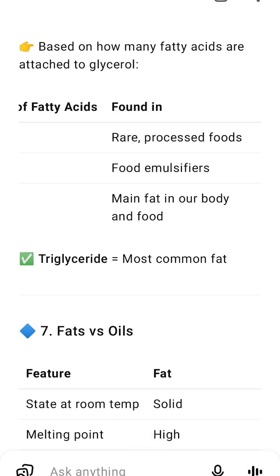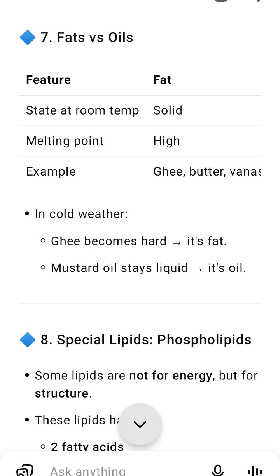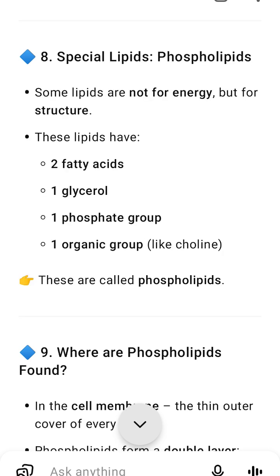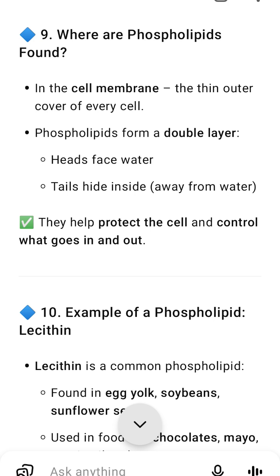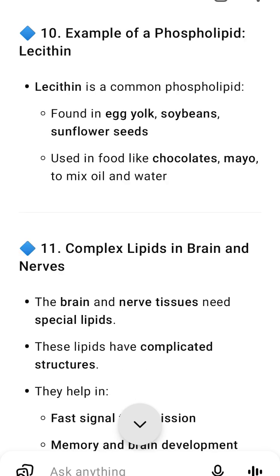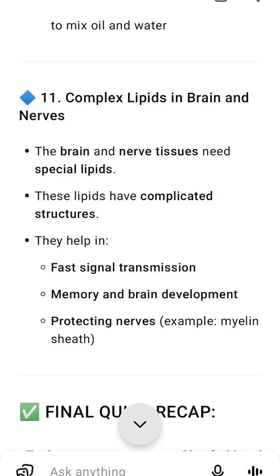Final quick recap. Topic: simple fats and oils that don't mix with water. Fatty acids: long-chain molecules with a COOH head and a carbon tail. Saturated fatty acids: solid fats without double bonds, like butter. Unsaturated fatty acids: liquid oils with double bonds, like mustard oil. Glycerol: 3-carbon base for attaching fatty acids. Triglycerides: main fats formed from 3 fatty acids plus 1 glycerol.